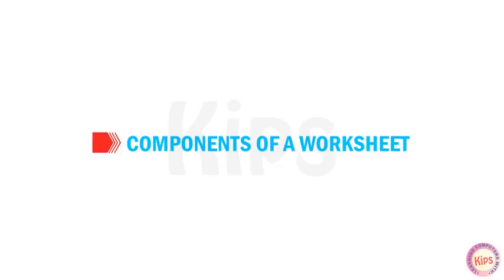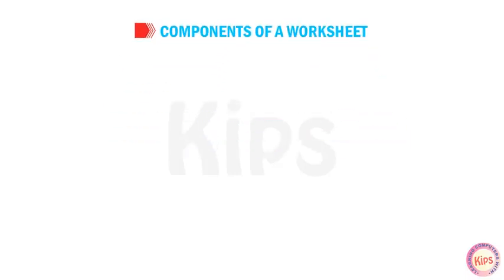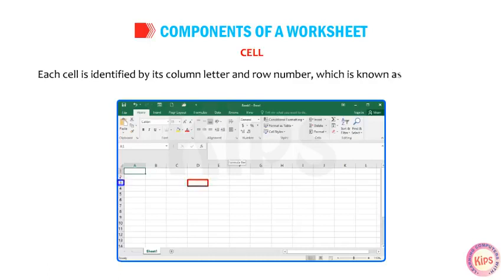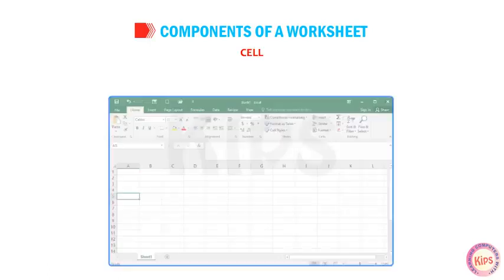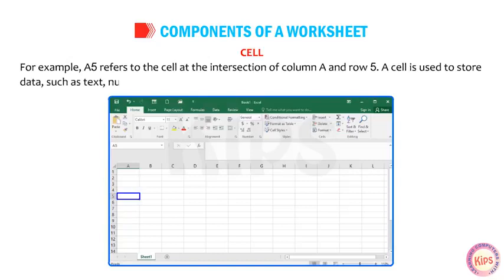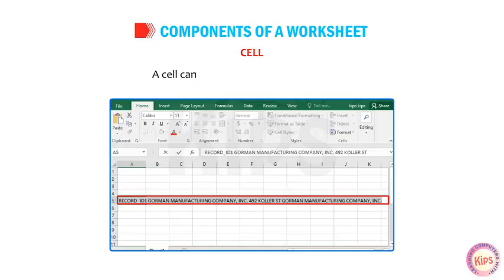Let us learn about various components of a worksheet. A cell is an intersection of a column and a row in a worksheet. Each cell is identified by its column letter and row number, which is known as cell address. For example, A5 refers to the cell at the intersection of column A and row 5. A cell is used to store data such as text, numbers, formulas, functions, etc.